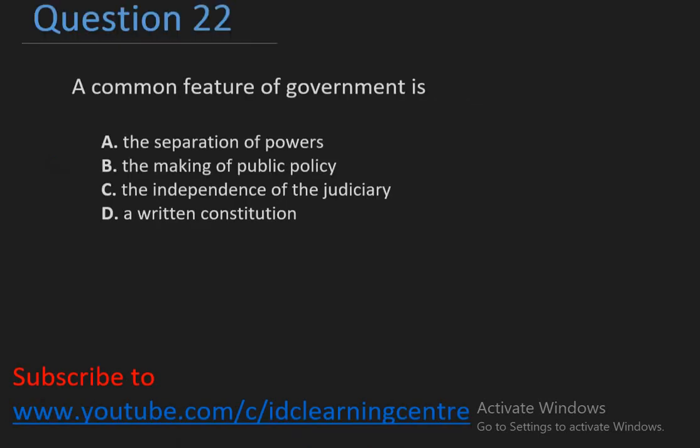Question 22. A common feature of government is A. the separation of powers, B. the making of public policy, C. the independence of the judiciary, D. a written constitution. The right answer is B. A common feature of government is the making of public policy.